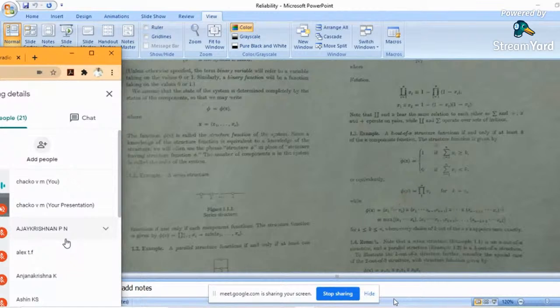Yesterday we discussed series system and parallel system, and we obtained the structure function of series system and parallel system. Another example is k out of n system. That means if at least k number of components are working, the system will be working.